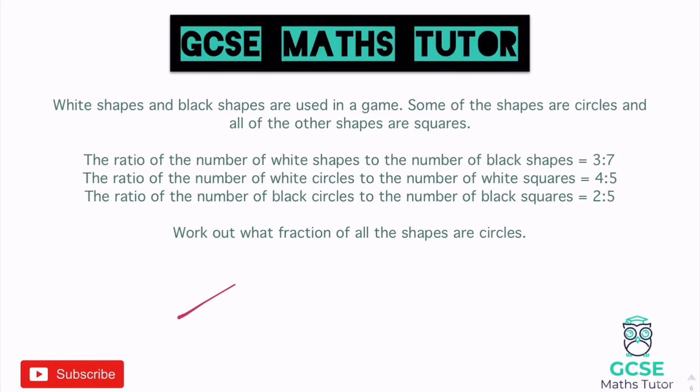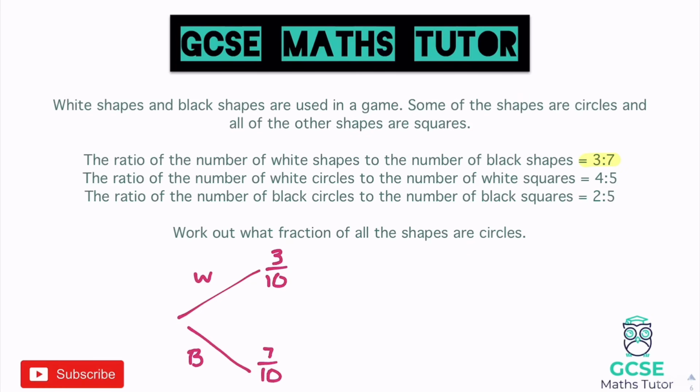So we have white and black to start with. We've got white shapes and we've got black shapes, and we've got the fraction over here. Let's have a look. So we've got 3:7, that's out of 10, so white is 3 out of 10 and black is 7 out of 10. Then we've got our next piece of information.